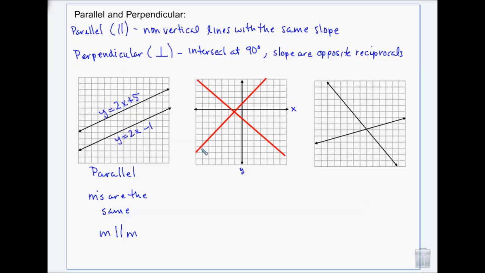So if, for example, this one is 1, 2, 3, that's this line. That would be that line. But the important thing is, see how these are reciprocals? We have 7/6 and 6/7. And they're also opposite. So m is perpendicular to negative 1 over m. So one will be positive, one will be negative, and then they'll be reciprocals of each other.